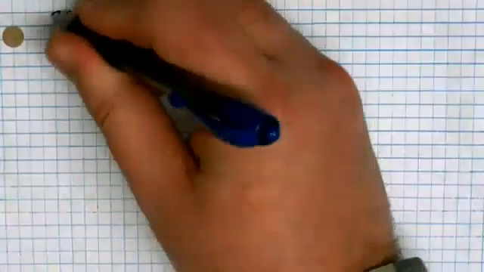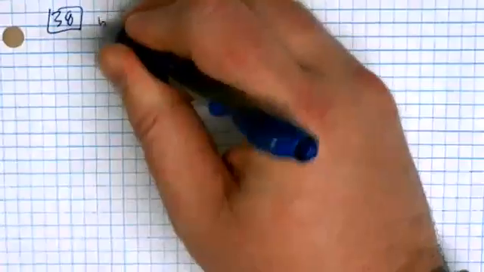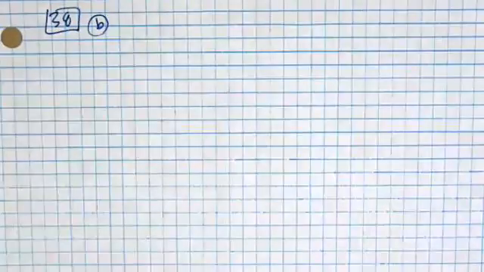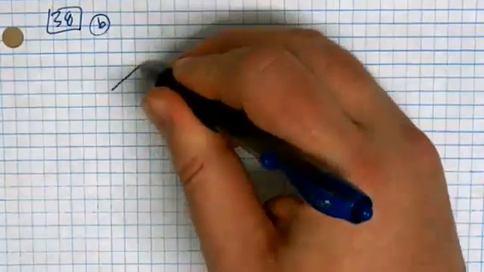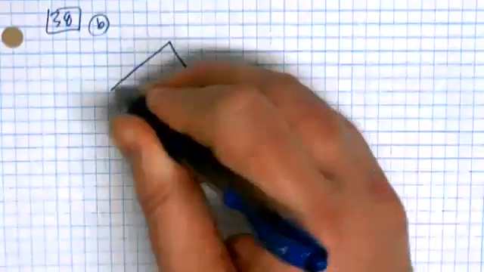So next page over, number 38. We already did part A. Let's look at part B here. And sketch them. And this time around, I want you to write down the similarity statement.